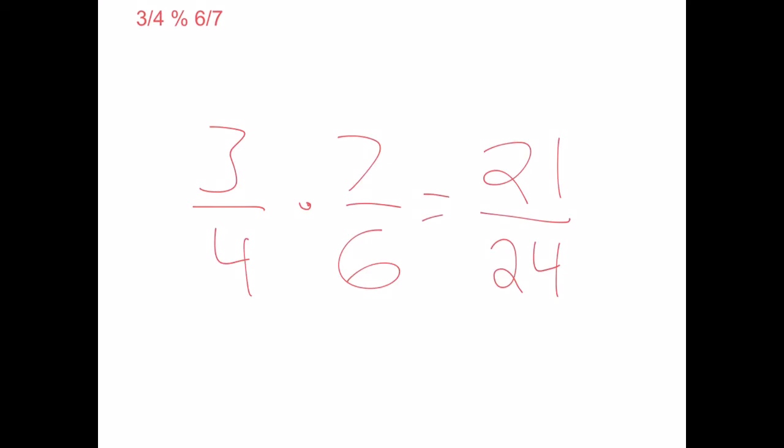But we can simplify that with the 3's. So 3 goes into 21 7 times, 3 goes into 24 8 times. That's 7/8, and that's your answer.